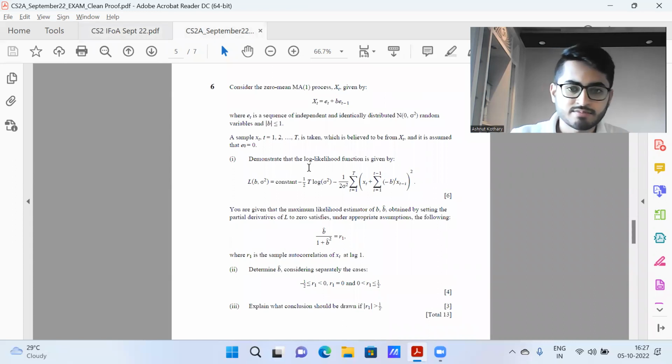Question number 6, again time series. Leaving one student aside, I didn't find any of the students being able to solve part one of this question. And honestly, this was slightly tricky. But again, whenever you need to demonstrate or prove that something, the good part is that you know what the final solution is going to look like. That's the easier part.